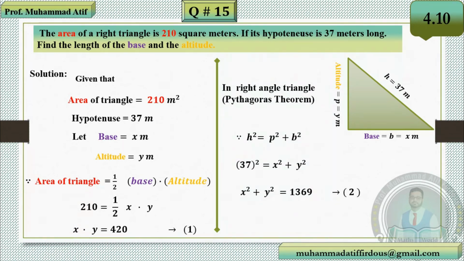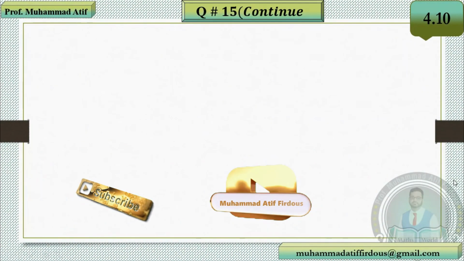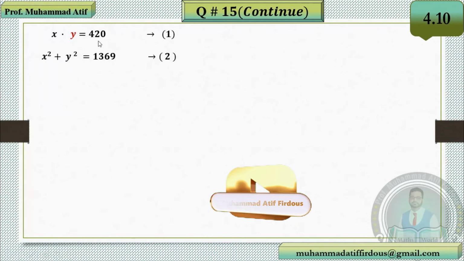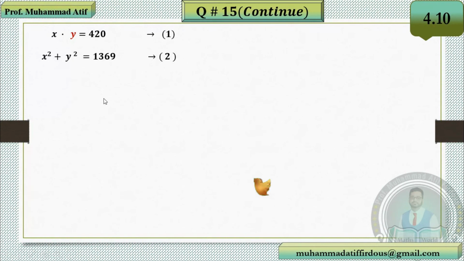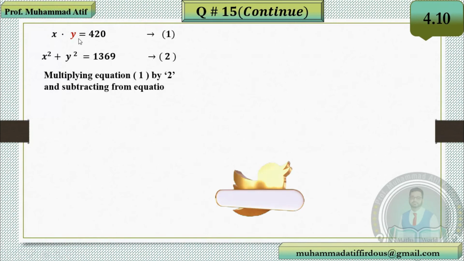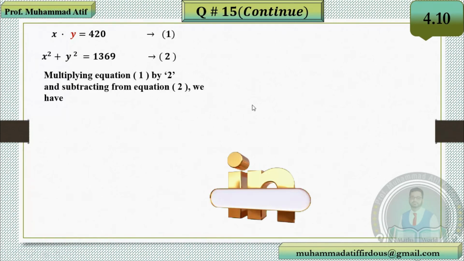It's a very important and critical, logical way to solve these equations. So just focus on how to solve this type of equation. It's an xy and a quadratic equation, so I am going to present a different method to solve these two equations. You have xy is equal to 420, x square plus y square is equal to 1369. I'm going to multiply equation 1 by 2 and subtract it from equation 2.